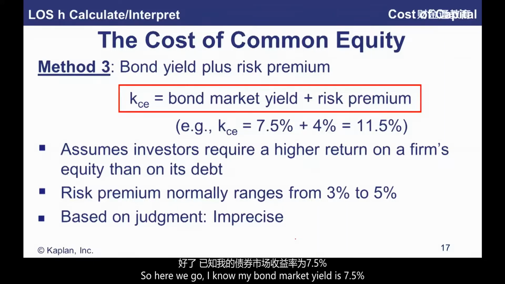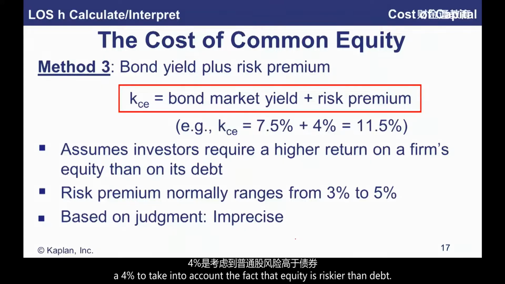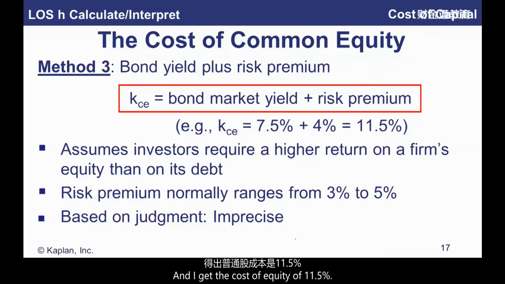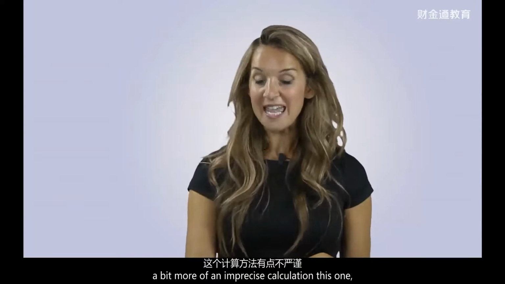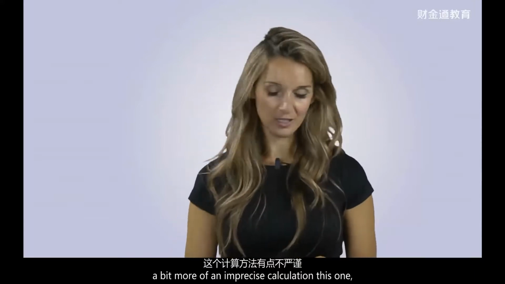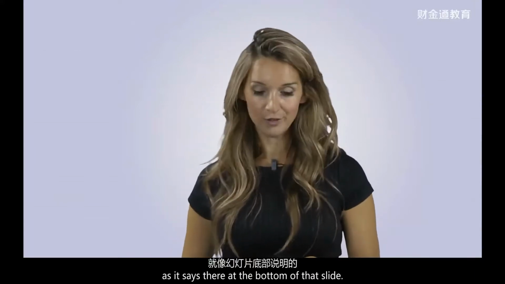So here we go. I know my bond market yield is 7.5%. I'm going to add a premium to that of 4% to take into account the fact that equity is riskier than debt, and I get a cost of equity of 11.5%. So it's a bit more of an imprecise calculation, this one, as it says there at the bottom of that slide.